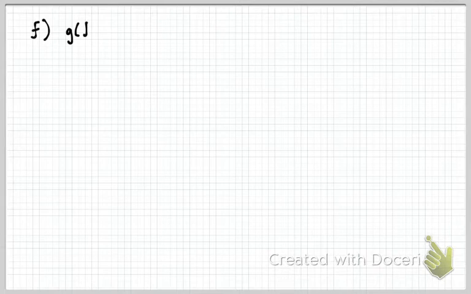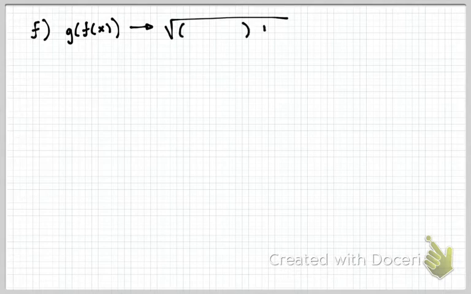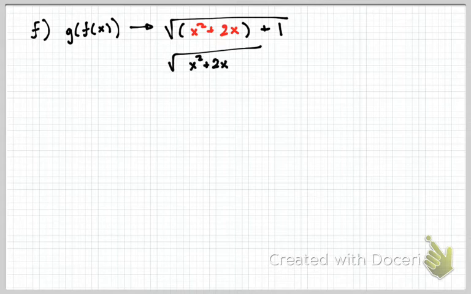The last one I'll do is F. So F seems to be a bit tricky. Alright, so F is asking us for g of f of x. I'm going to start with g on the outside, so we have the square root. Instead of putting an x, put parentheses, plus 1. Now my f's on the inside. So x squared plus 2x goes in the middle. Fortunately we can't simplify this too much, but we can write this out without the parentheses.